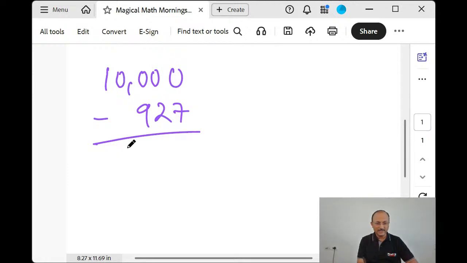This one is 9 because as if there is 0. And the 9's complement of 9 is 0. 2 is 7. The 10's complement of 7 is 3. Very good. Very fast. Correct?